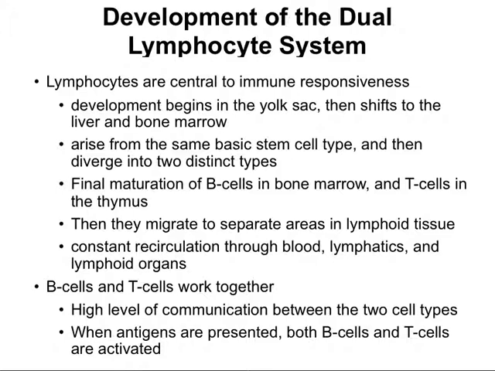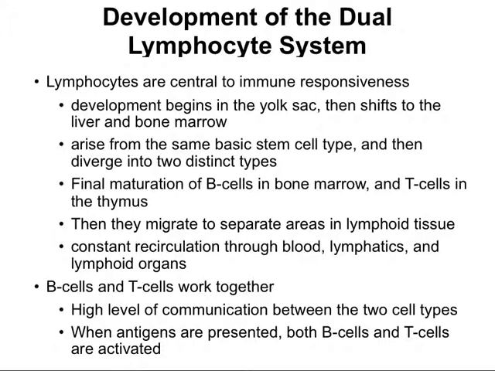Lymphocytes are central to immune responsiveness, and their development, as we've already explored, begins in the yolk sac and then shifts to the liver and bone marrow. Both types of lymphocytes arise from the same basic stem cell type, and then they diverge into their 2 distinct types, T cells and B cells. The final maturation of B cells occurs in the bone marrow, and the final maturation of T cells occurs in the thymus.